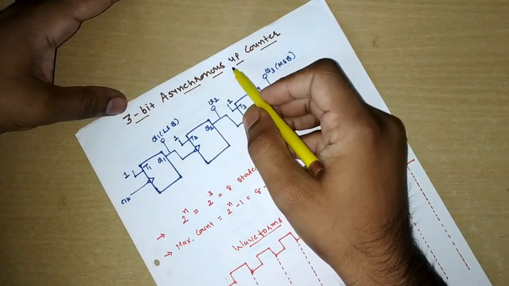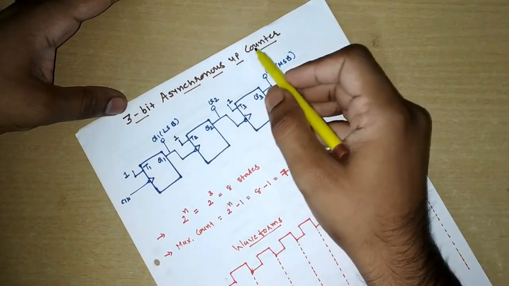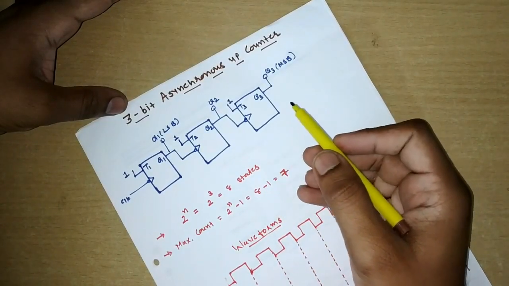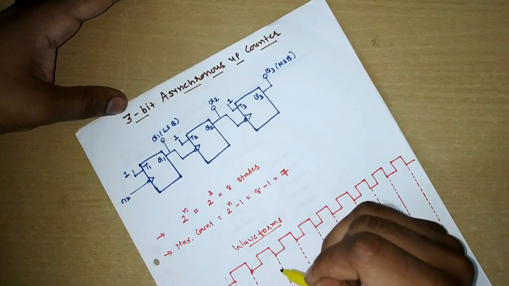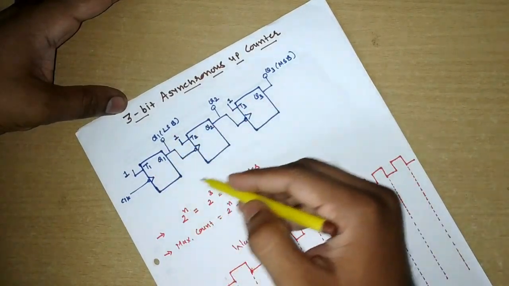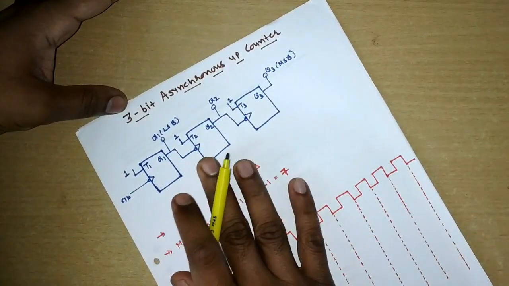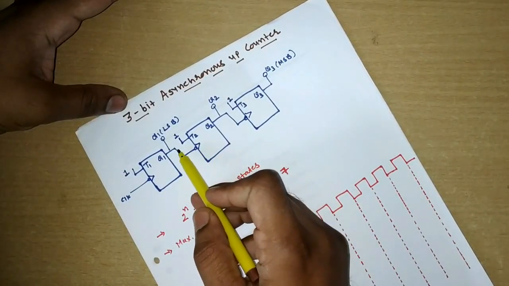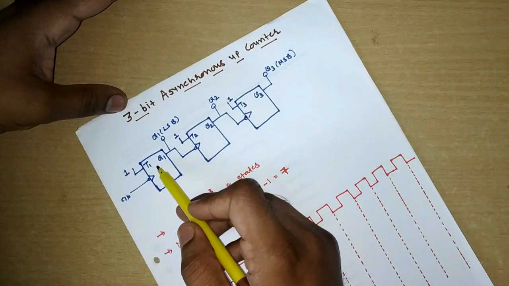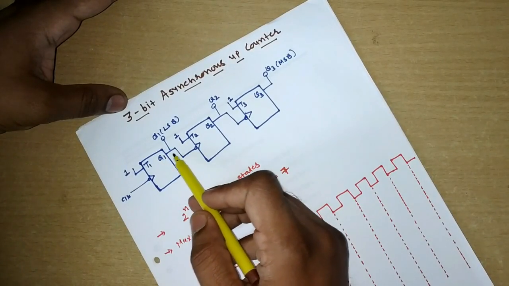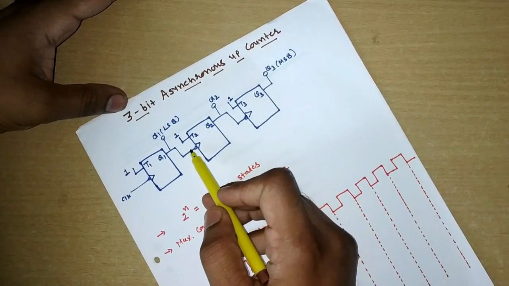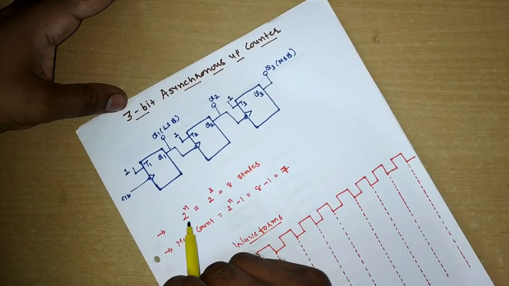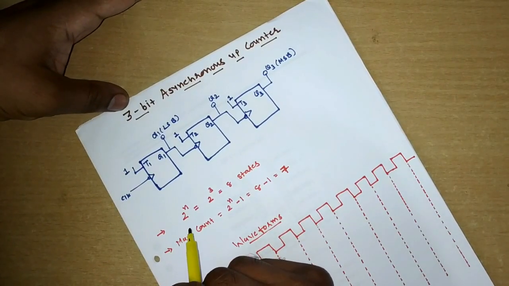Asynchronous counters don't have a common clock for all the flip-flops, whereas in synchronous counters, each flip-flop has an individual clock. It doesn't mean that the flip-flops in an asynchronous counter are not having a clock, but they receive the clock from the previous output of the flip-flop, right? So the second flip-flop's clock will be the output of the first flip-flop. That is the mechanism in asynchronous counters.